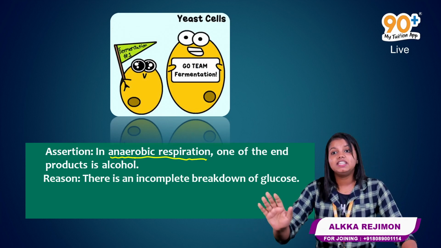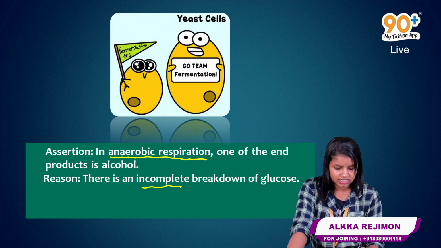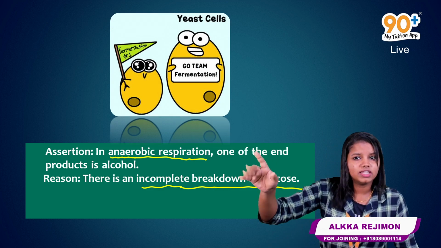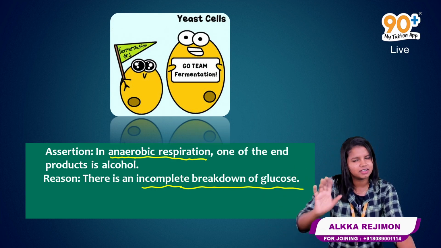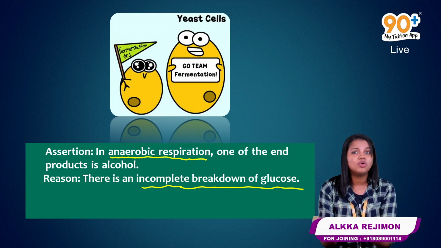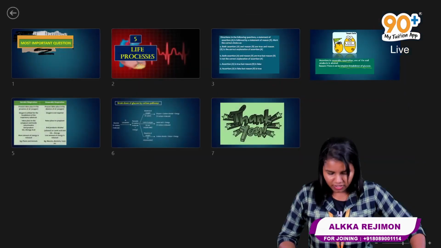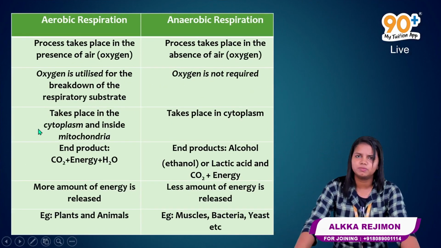Reason: there is an incomplete breakdown of glucose. Is the incomplete breakdown of glucose the reason for the end product of anaerobic respiration being alcohol? It's a simple, direct question, but you just need to know the science behind anaerobic respiration. So first, let's see what anaerobic and aerobic respiration are.